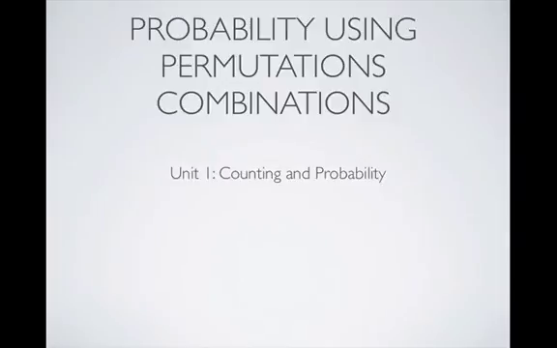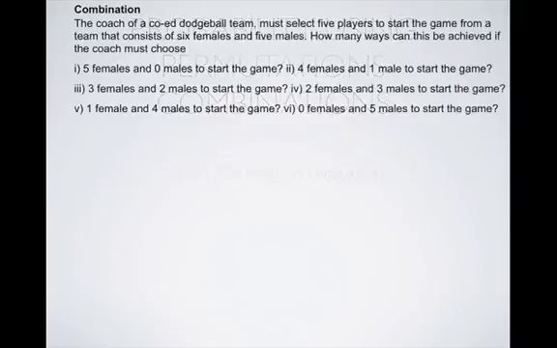So we're going to look at probability using combinations and permutations. And first question, the coach of a co-ed dodgeball team must select 5 players to start the game from a team that consists of 6 females and 5 males. How many ways can this be achieved if the coach must first of all choose 5 females and no males to start the game? So we'll consider that one first, and then we're going to go through all the other possibilities for starting females and males to determine the total number of ways that this can be achieved.